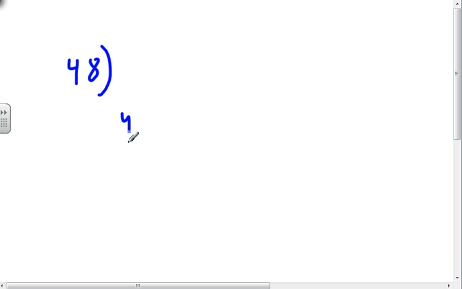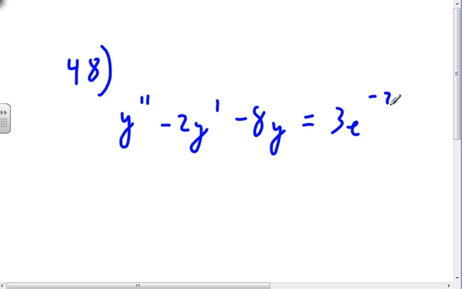So I got y double prime minus 2y prime minus 8y is equal to 3e to the minus 2x. In these problems, use variation of parameters to find a particular solution. So all we're doing is finding a particular solution. On the test, you're going to be told to find the answer using it. So you're still going to have to find the homogeneous solution. But we're just going to find a particular one.